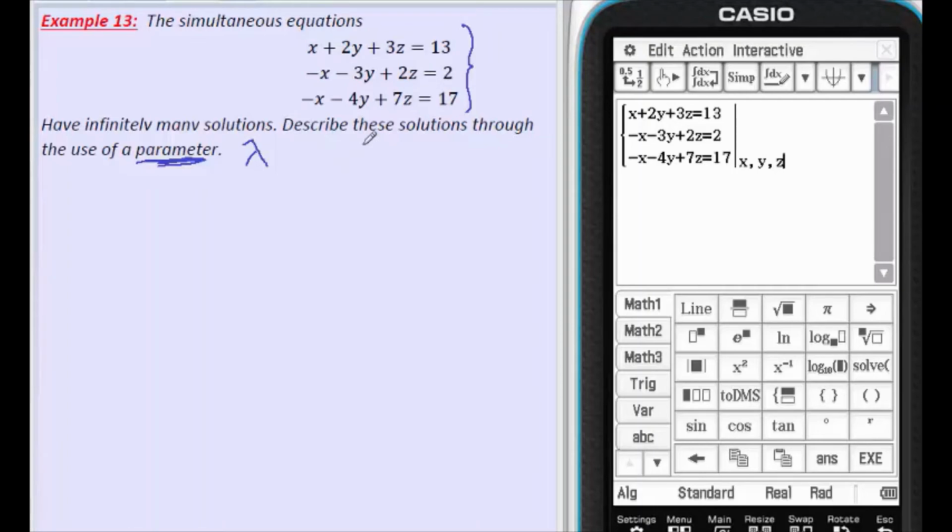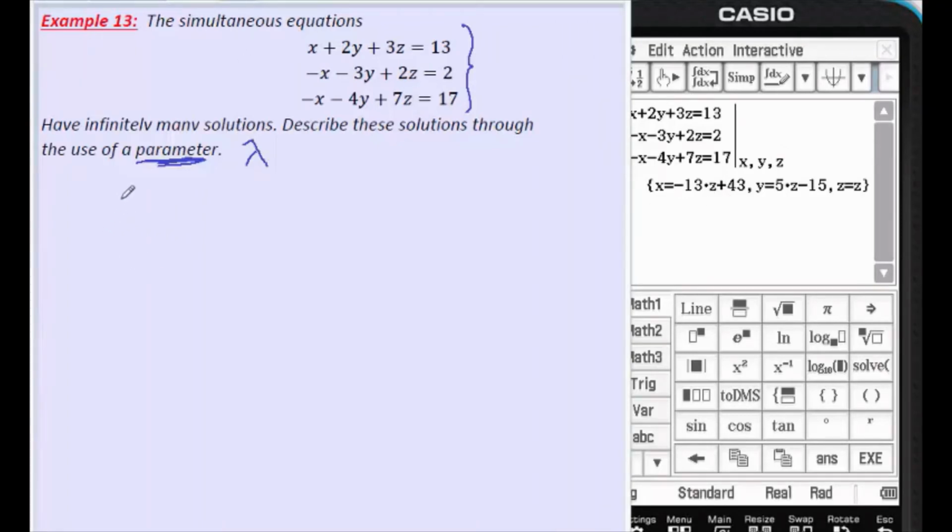So we hit go on the calculator, and what we get is that x equals 13. Okay, so z's going to be our lambda. So my calculator tells me that x equals negative 13z plus 43. y equals 5z minus 15. We'll make sure that's a z and not a 2. And z equals, wouldn't you know it, z.